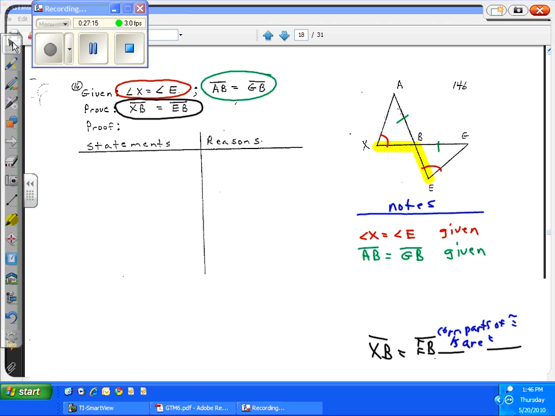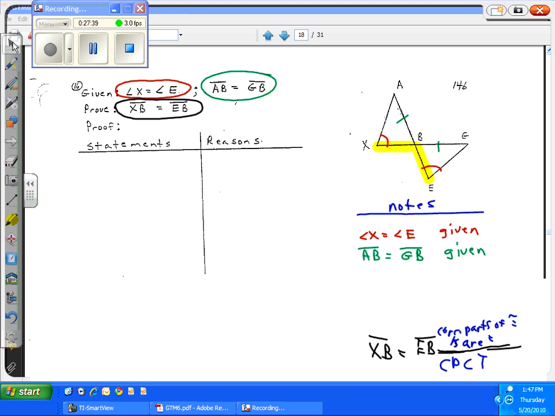Some books today put CPCT to abbreviate that. Corresponding parts of congruent triangles, okay, CPCT. I'm fine if you put CPCT as long as you know what CPCT stands for. CPCT stands for corresponding parts of congruent triangles.